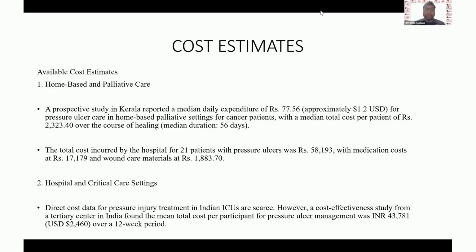The total cost incurred by the hospital for 21 patients with a pressure ulcer was 58,000 rupees, with a median medication cost of 17,000 and wound care material of 1,800. Hospital care and critical care settings have the maximum effect on cost. However, a cost effectiveness study from a tertiary center in India found a mean total cost per participant of pressure ulcer management of 43,000.